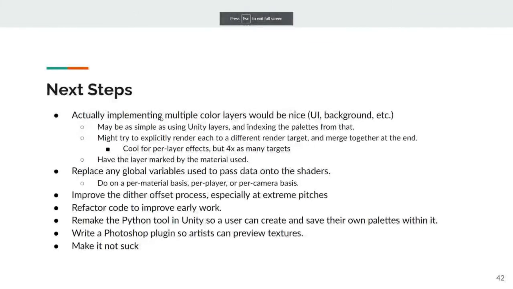I'm sorry for anybody who had to go through all that. So the next steps would be actually implementing the multiple color layers. I mentioned at the start that the Game Boy Color was able to do a background color layer, which had its own set of 4 colors, as well as something like a user interface layer, which could have its own set of colors, and then objects that move around on the screen.